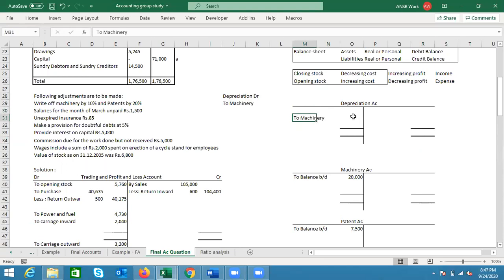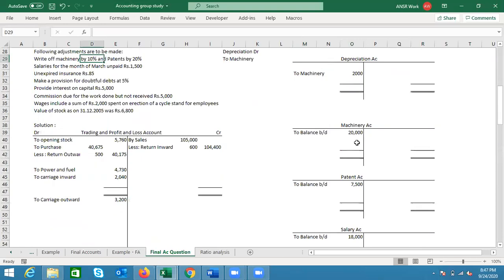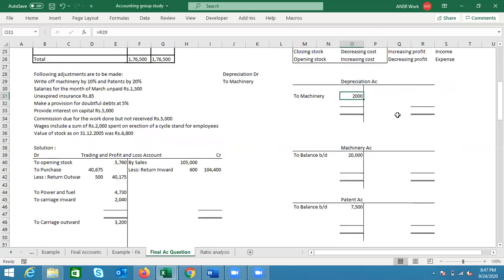And to determine the amount, it says 10% of the machinery, right? We'll look at the value of the machinery. We have already put here, if you can see, 20,000. 10% of it comes to be 2,000 only. It will be very simple calculations. Once you really understand what is happening, it will be very easy to calculate. Now that we have done it, let's go to the patent part.